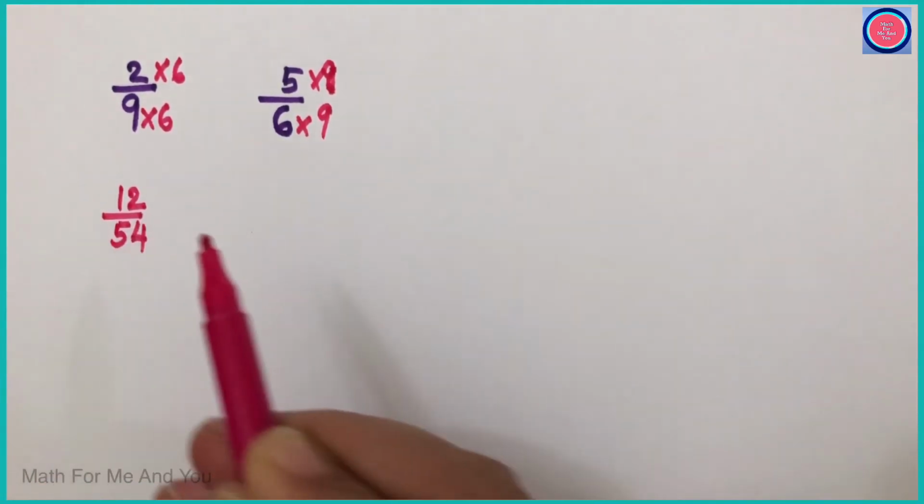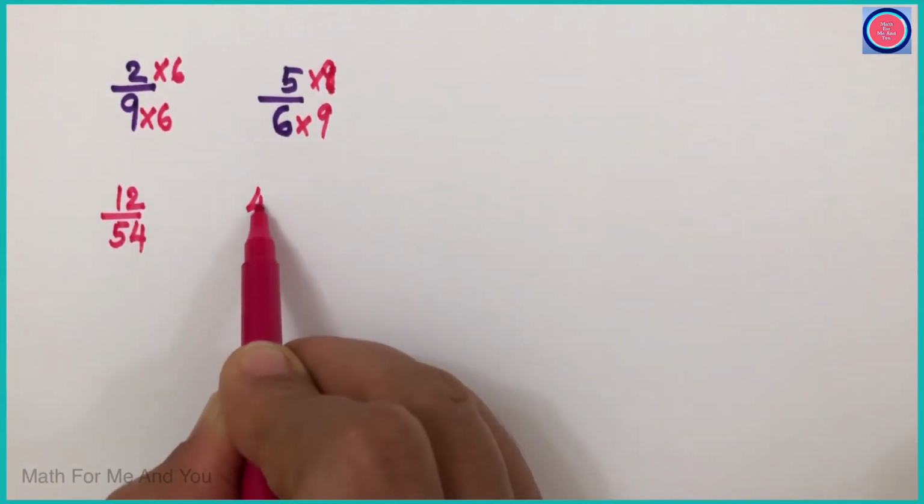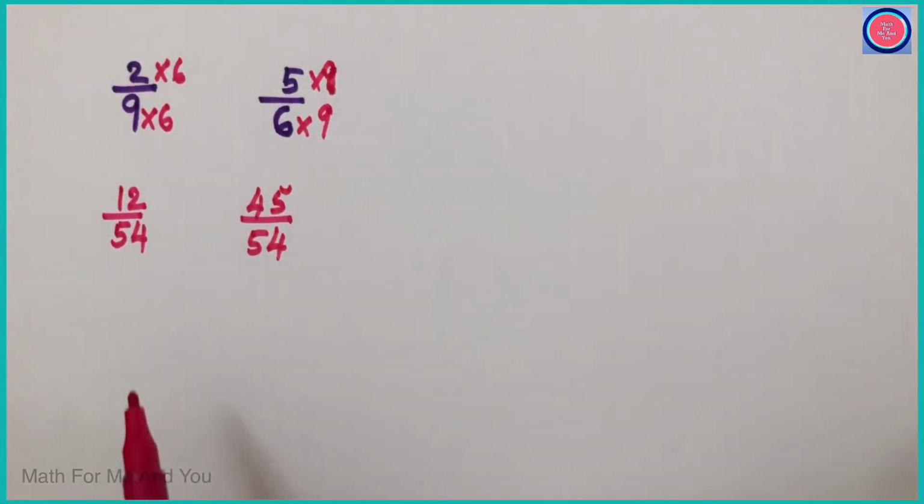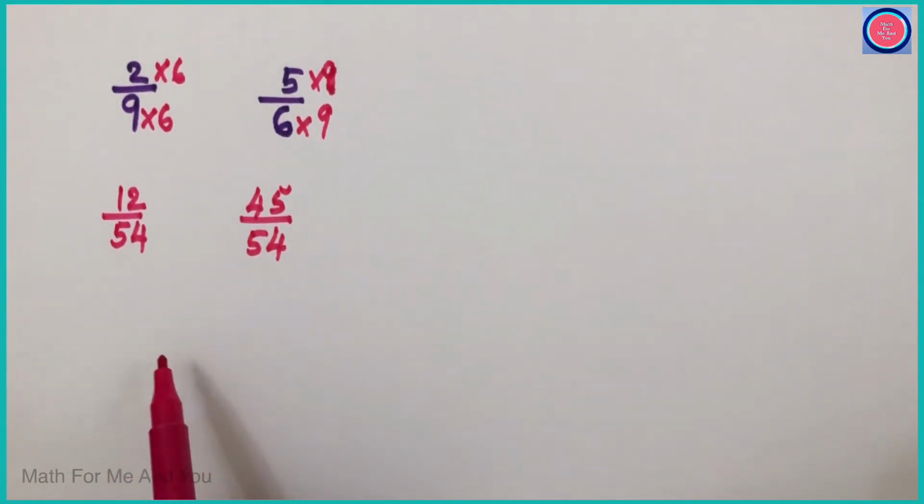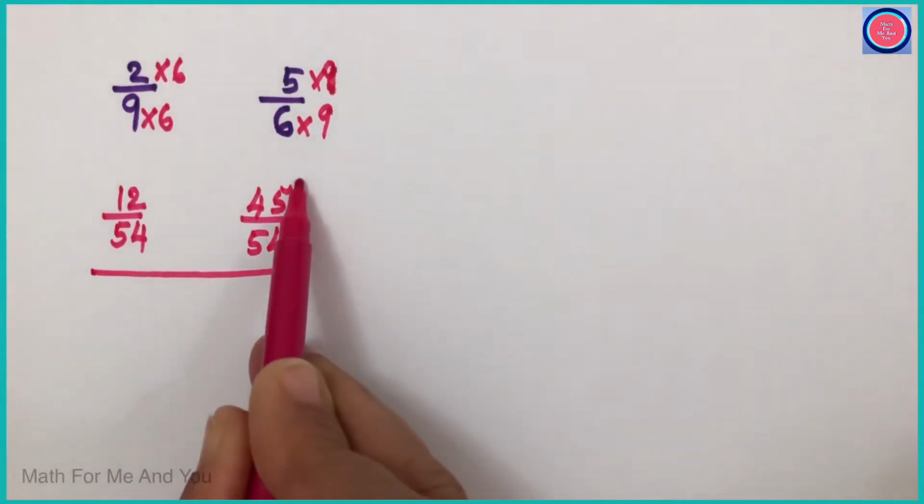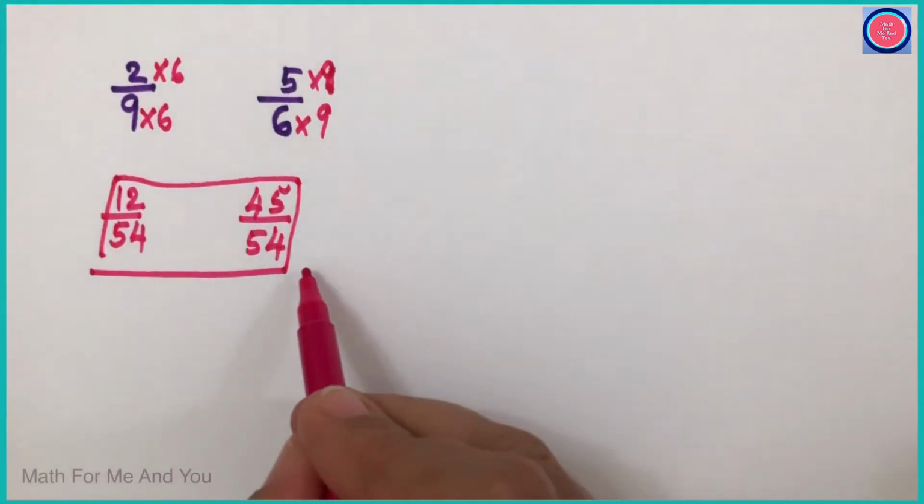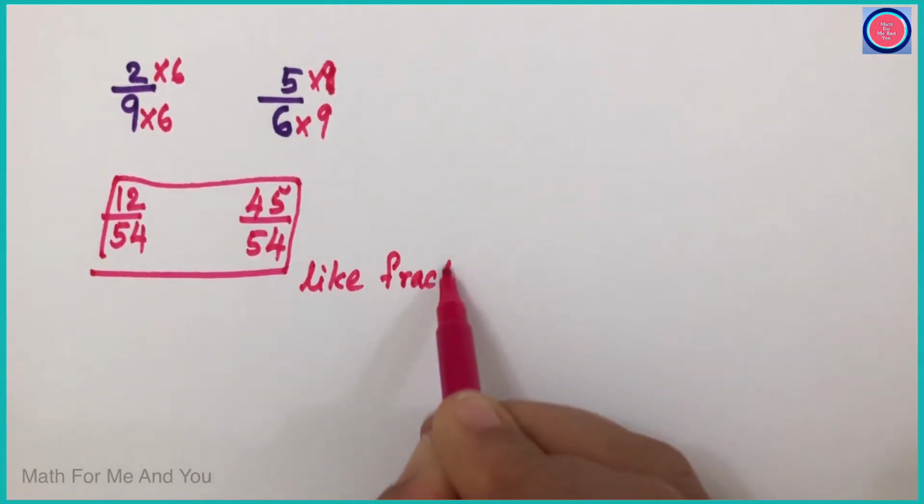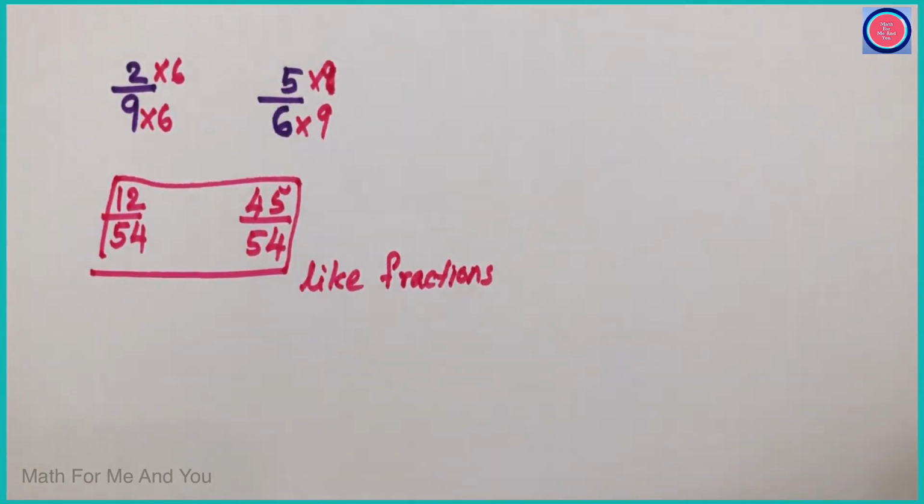2 times 6, it is 12, and 9 times 6, 54. 12 over 54. See the second fraction, it changes to 45 over 54. Now both the fractions have the same denominator, so we can say they are now like fractions. We have changed both fractions to like fractions.